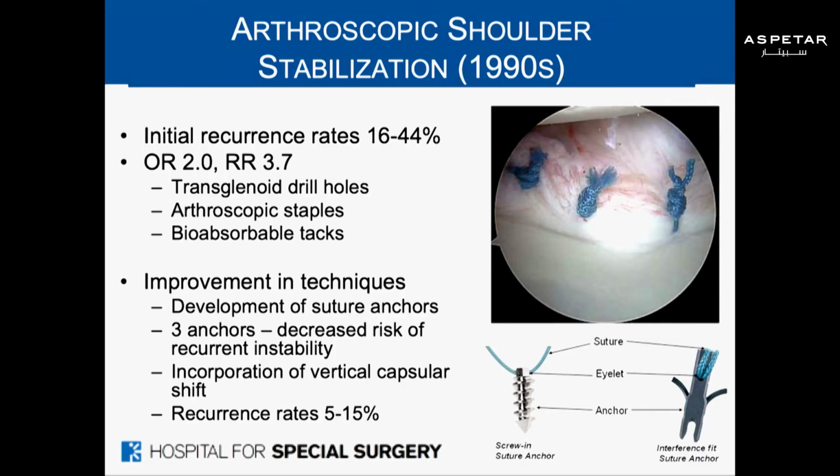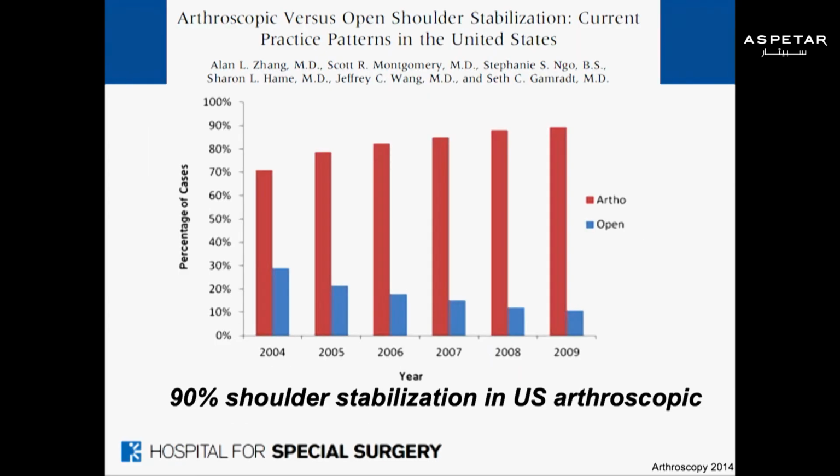So I think it made us give pause and start looking at improving our techniques, instead of using transosseous or transglenoid sutures or metal anchors. Different implant companies have come up with different ways to do it. And because of that, results have improved, as we'll see.